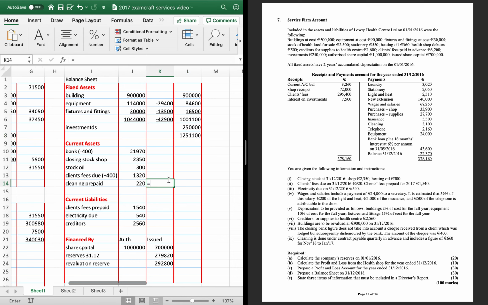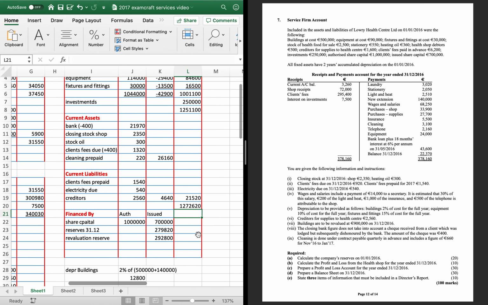Add your current assets together. Add your current liabilities. Take them away. Then add on your working capital onto your fixed assets to get 127,620. This isn't going to work. Oh, it is. So we'll get our capital employed, 1272620. Excellent. So that's that one done.